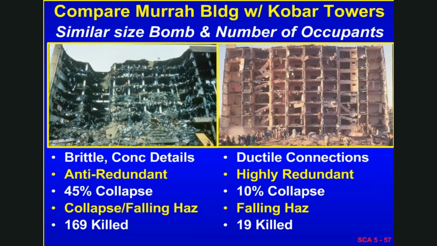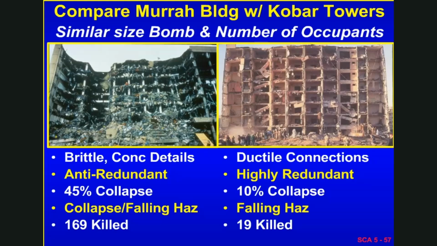So I have this little comparison here. If you compare the Murrah Building, where you have about the same number of people in the building, it's very brittle. The concrete was brittle. It was anti-redundant in that on the wall face where the bomb exploded, the columns originally were at 20 feet on center. By the time they got to the third floor, there was a large transfer beam, so that the columns were 40 feet on center in the first story, so that when the blast destroyed two of them, you got a collapse zone that was 120 feet by the first bay in, which is about 35 feet. So 45% of the building collapsed. There were lots of falling hazards, and there were 169 killed.